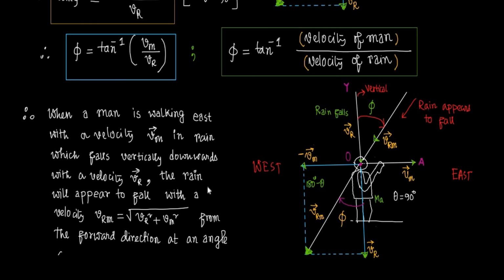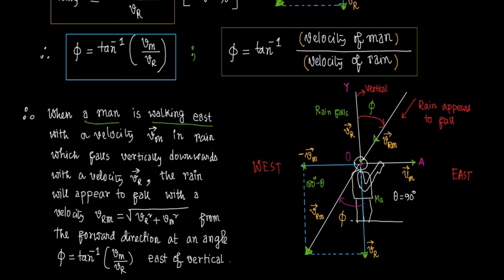from the forward direction at an angle phi equal to tan inverse Vm by Vr, that is, tan inverse of velocity of man divided by velocity of rain, east of vertical. Hence, the rain will appear to fall with a velocity Vrm equal to root over Vr square plus Vm square from the forward direction at an angle phi equal to tan inverse Vm by Vr east of vertical.